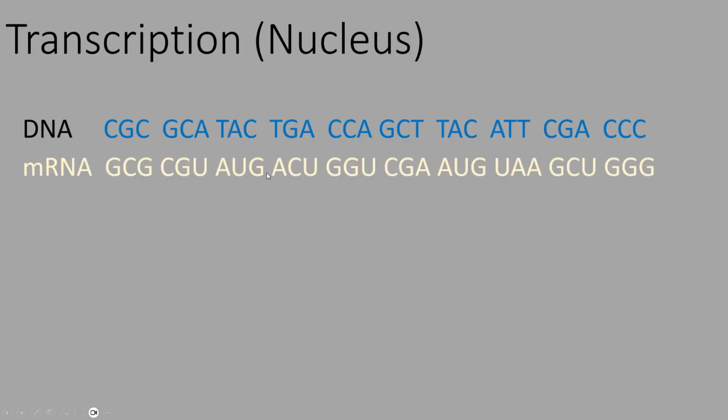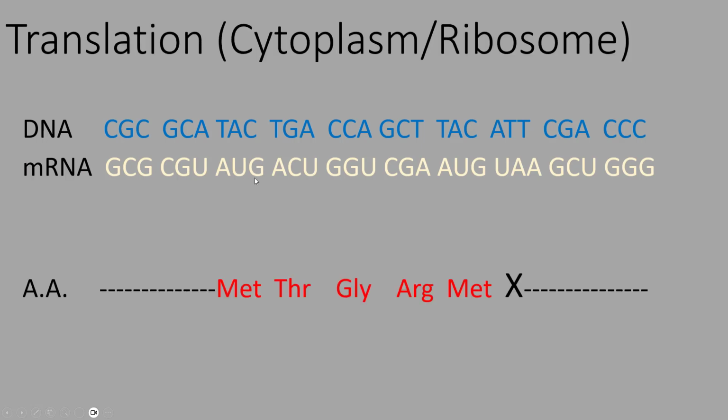So here's our strand of messenger RNA. It leaves the nucleus, it attaches to a ribosome. The ribosome reads and reads and reads until it gets to AUG, and then it lays down methionine. Then it reads ACU, we look that up on our chart, and we get threonine. We read GGU, we look that up on our chart, and we get glycine, and we keep doing that. CGA is arginine. AUG in the middle doesn't say start because we're already going, it just says methionine.